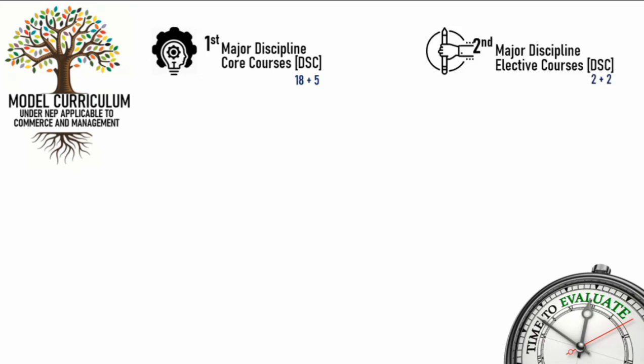The second component is called major discipline elective courses. This discipline elective is DSE, it's not DSC, it's DSE. Similar to what we have at the moment, a student opts for an elective in the 5th semester, has to choose which elective he wants to study, and then studies 2 electives in 5th and 2 electives in 6th. The same thing happens here also.